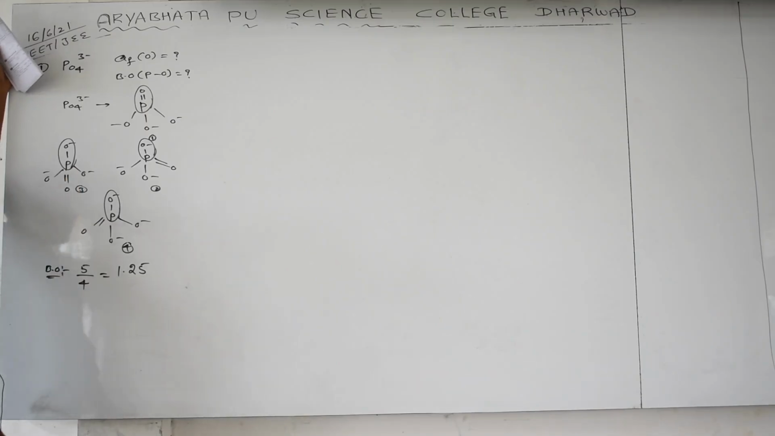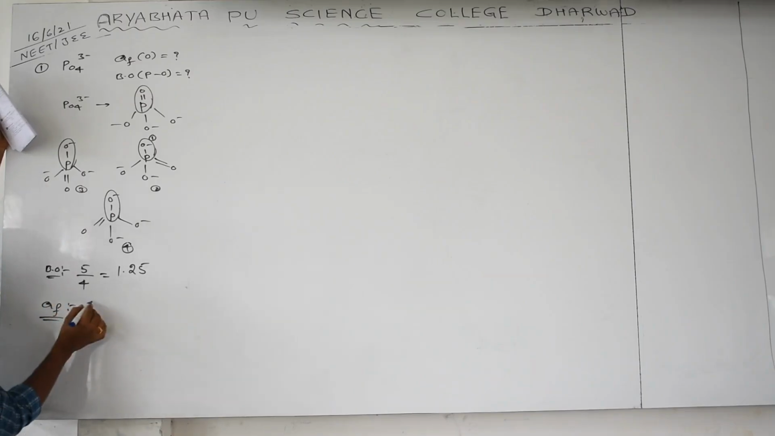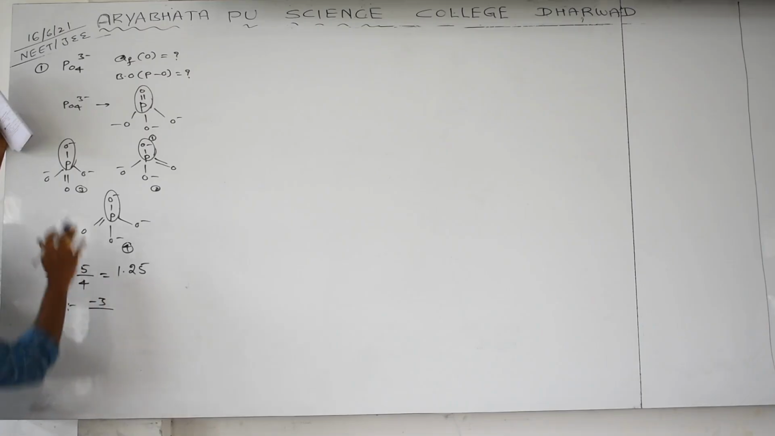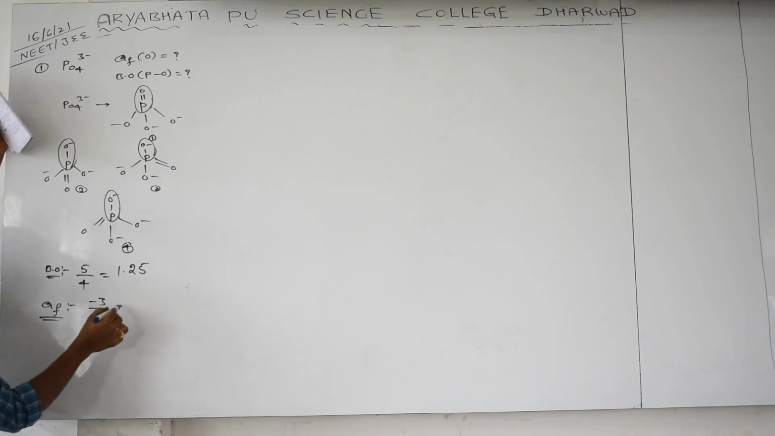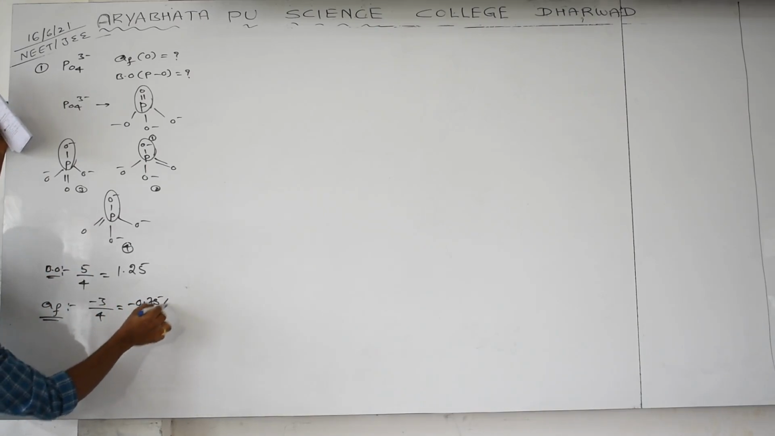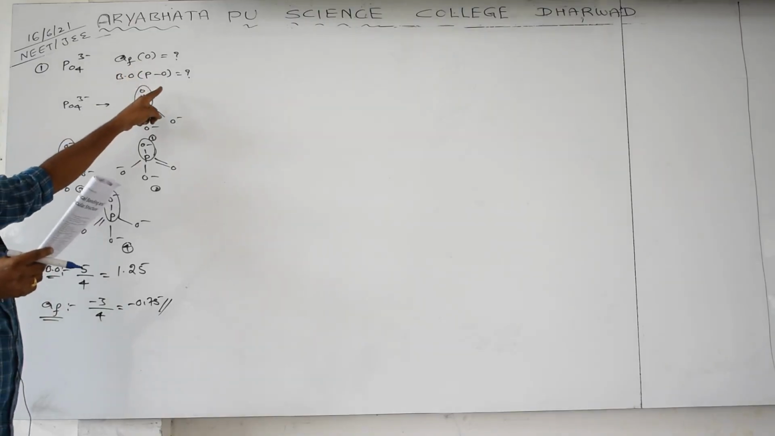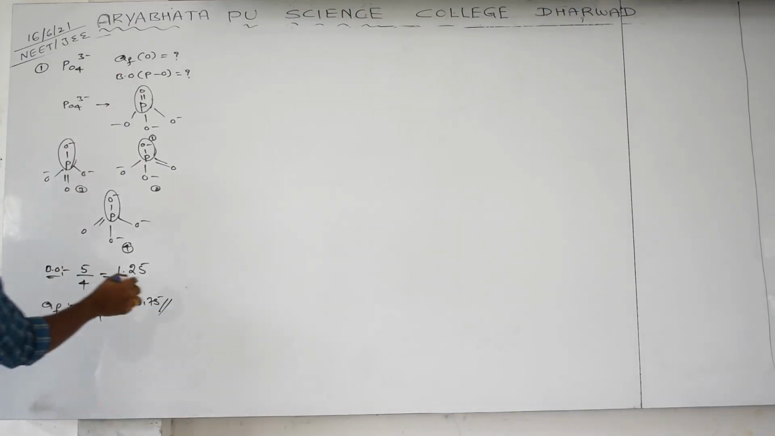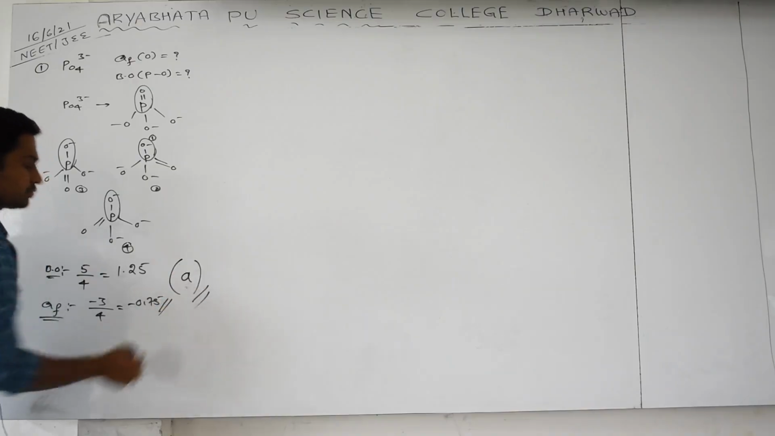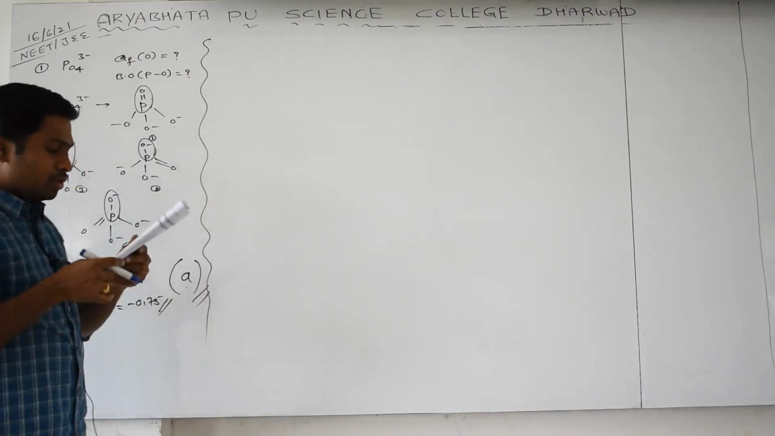And how can you find the formal charge? For that also I told you: formal charge equals the total charge on the species, which is -3, divided by the number of atoms it is distributed over. 1, 2, 3, 4 oxygen atoms. That is why it is -0.75. So he is asking formal charge and bond order. Formal charge is -0.75, bond order is 1.25. That is why we get option A. This is a very important and easy question. Go for the next.